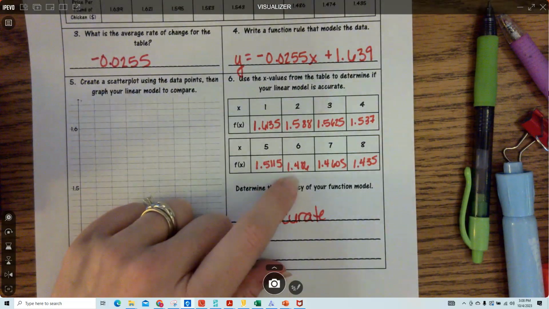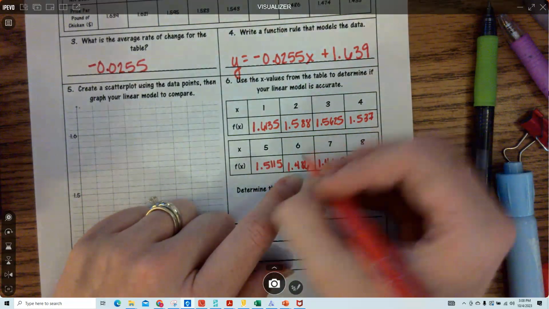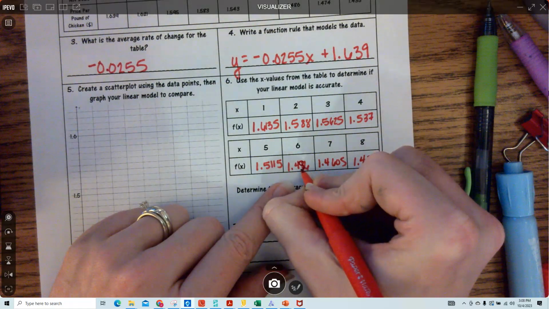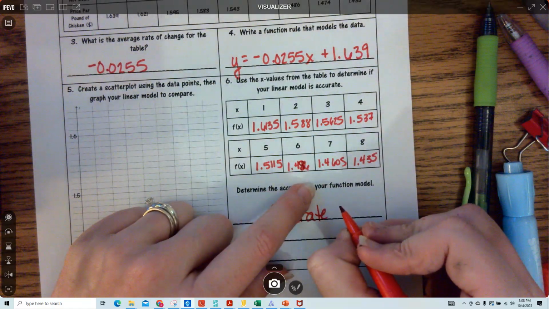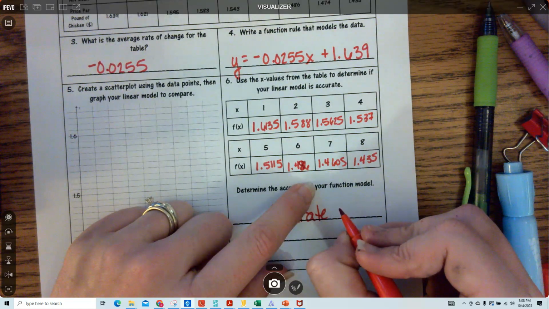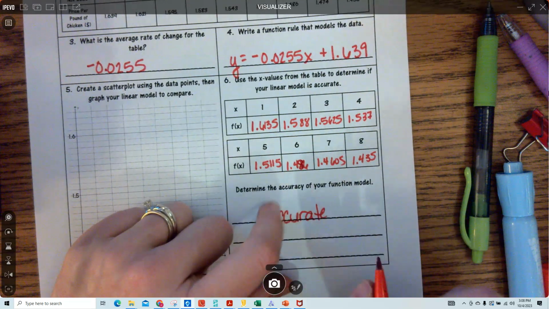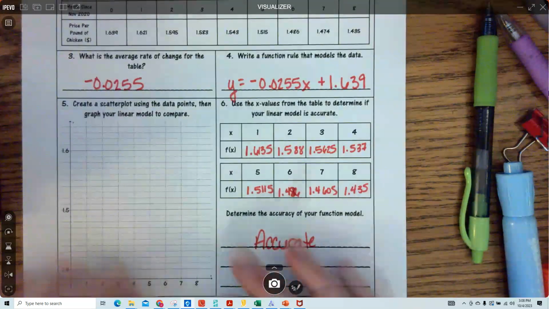6 is 1.486. Sorry, yeah. What about 7 is 1.4605. 1.435. Does that help? Okay.